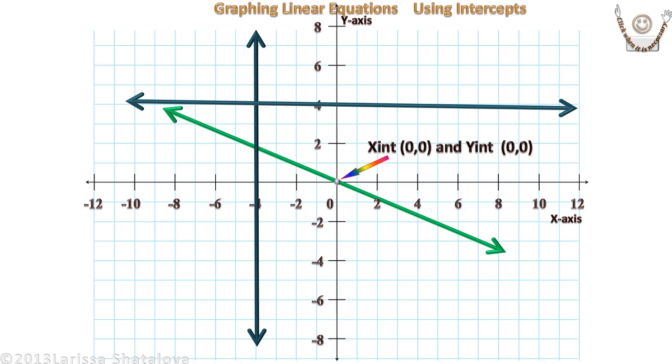Vertical line. For a vertical line, the x-intercept is -4, but as you see, a vertical line does not have a y-intercept. And for a horizontal line, the y-intercept is +4, and a horizontal line does not have an x-intercept.